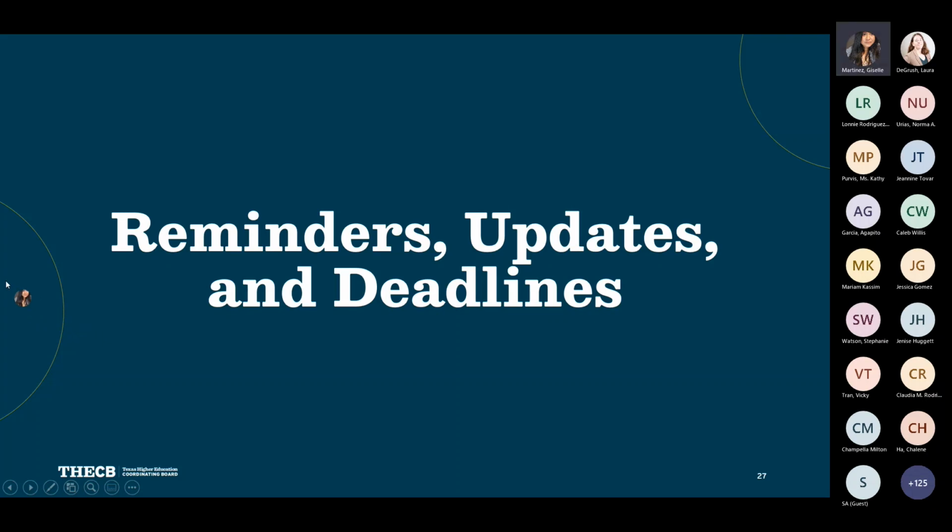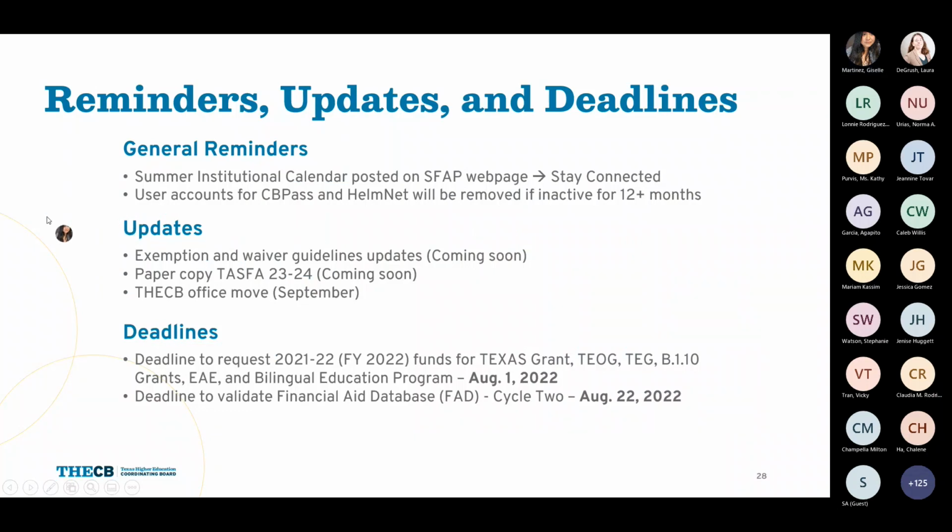There are just some reminders, updates, and deadlines that are coming up. Our summer institutional calendar is posted on our SFAP webpage under the Stay Connected page. Also, our user accounts for CBPass and HelmNet will be removed if they are inactive for over 12 months. Accounts for HelmNet and CBPass should only be for active users. We are deleting unused accounts to ensure security on our financial aid websites.